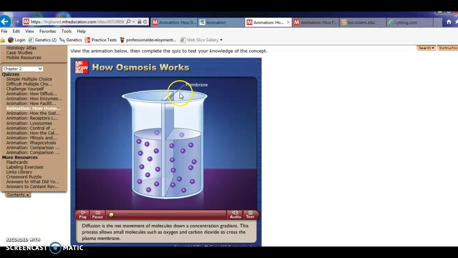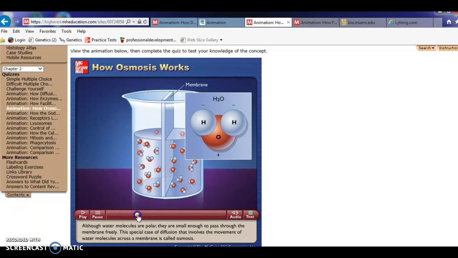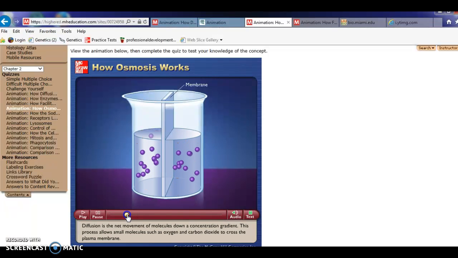So here's an example. It's a non-biological membrane, but we're going to first start with this, and then eventually we'll talk about what it looks like across an actual phospholipid bilayer. So here we have our somewhat selectively permeable membrane, and on either side of the membrane.